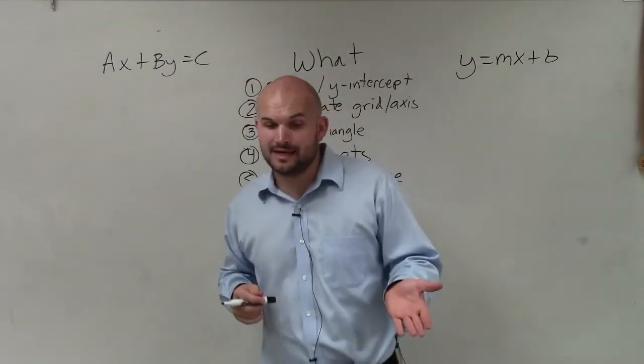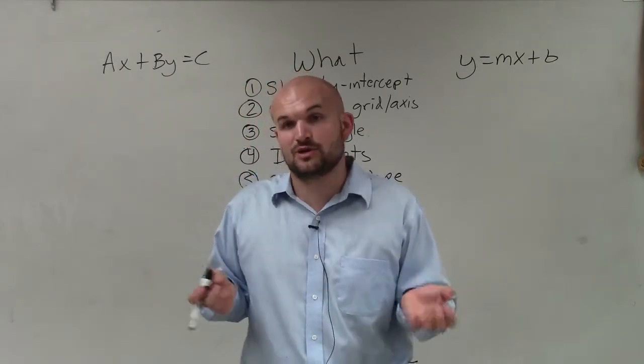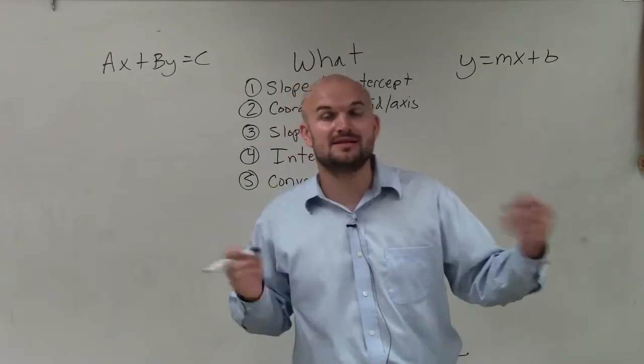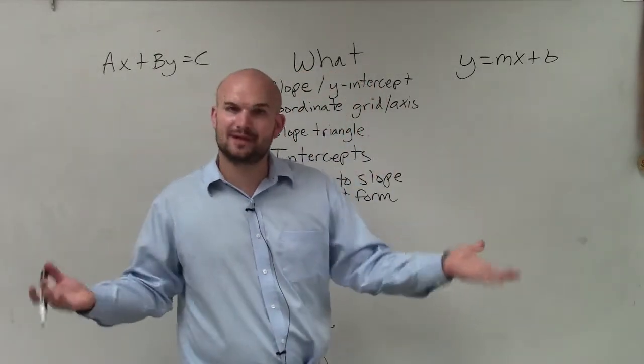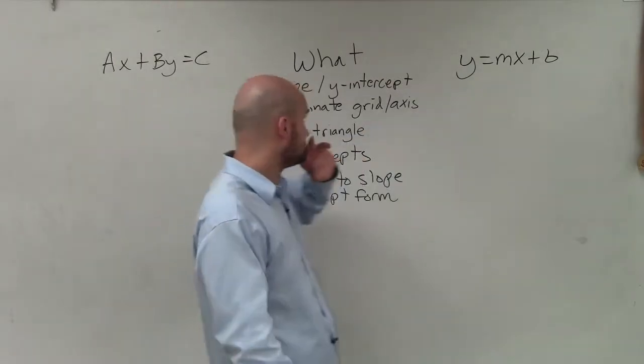The first way is going to be using the intercept method. Basically, we're going to identify what the x-intercept is, identify what the y-intercept is, and then plot those 2 intercepts, connect, and we've got our line. The other way we're going to do it is convert it to slope-intercept form.